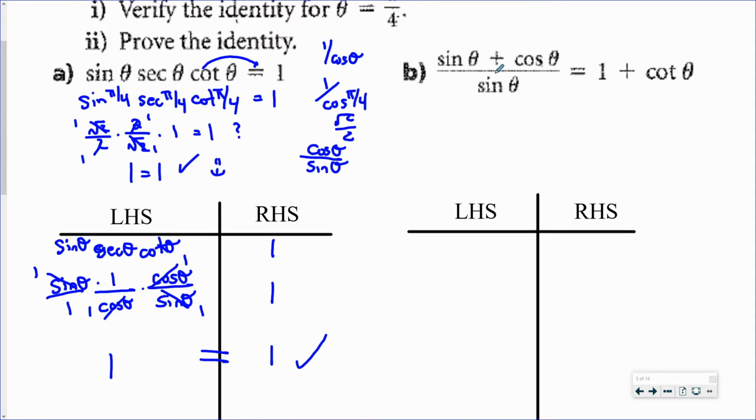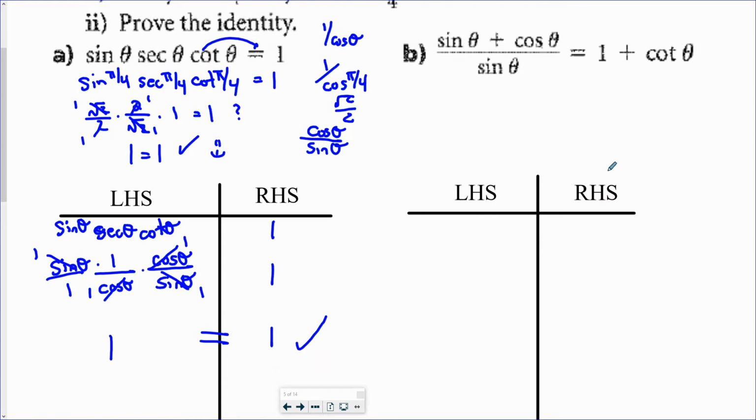So right off the bat, you don't need to rewrite this. I'm not going to rewrite it down here. But I am just going to start doing what I can. This looks kind of complicated, so I'm going to leave the left-hand side alone for now. But on the right-hand side over here, I'm going to write 1 plus, what is the definition of cotangent? So cotangent is the usual cos theta over sine theta.